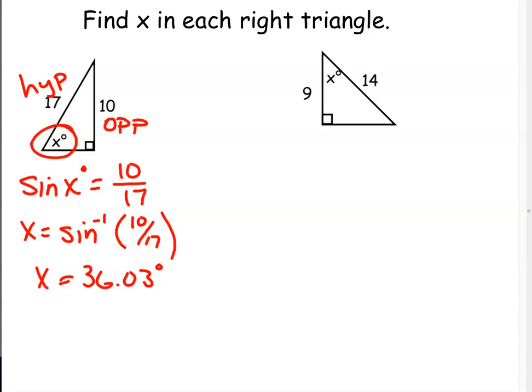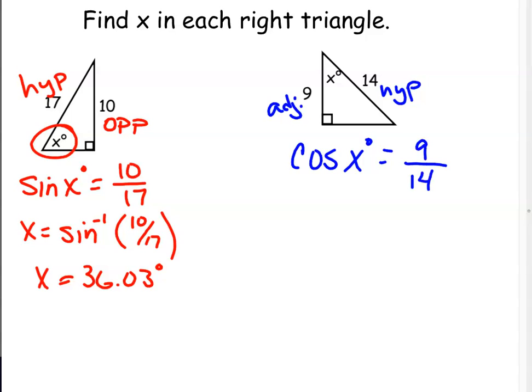Okay, so again, focusing on angle x. Side 9 we would label adjacent, and 14 is hypotenuse. So which trig function did you use? Cosine. Cosine of x is adjacent over hypotenuse. Adjacent 9 divided by hypotenuse 14.